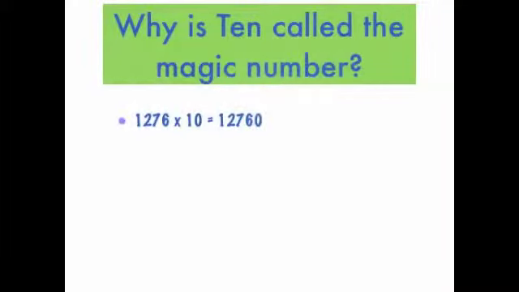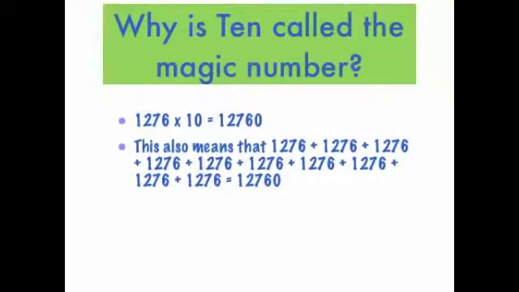For example, if we multiply 1,276 by 10, you get 12,760. We just add a 0. You know that already. This also means that if you add 1,276 to itself 10 times, you also get 12,760. Try it if you want to. If you take 1,276 and multiply by 100, you get 127,600. We just added 2 zeros, but you knew that already.